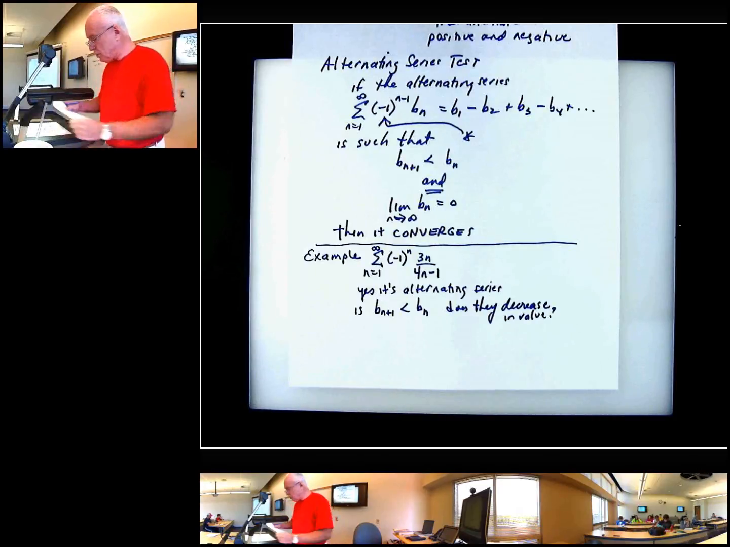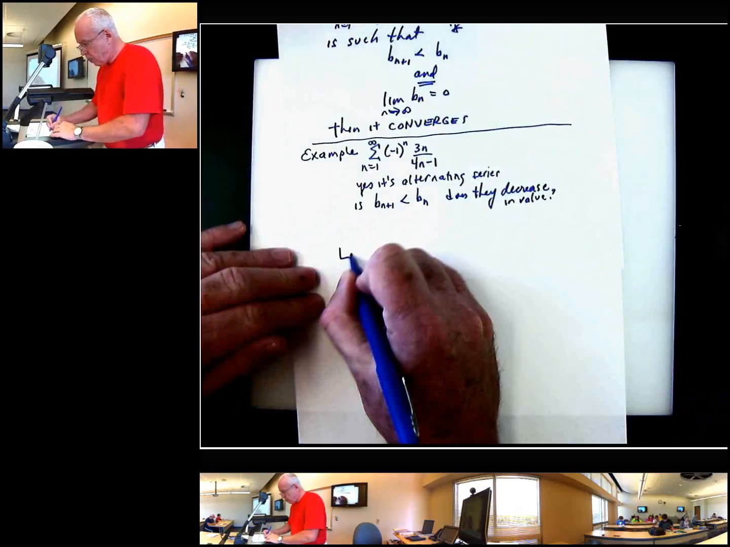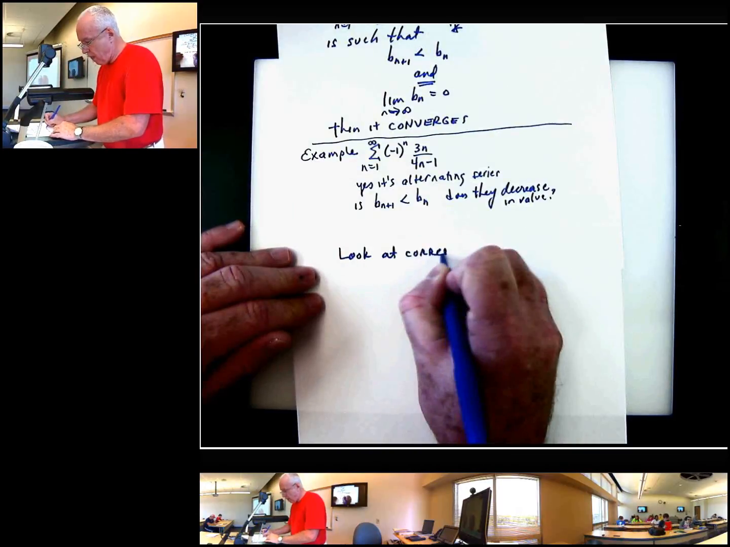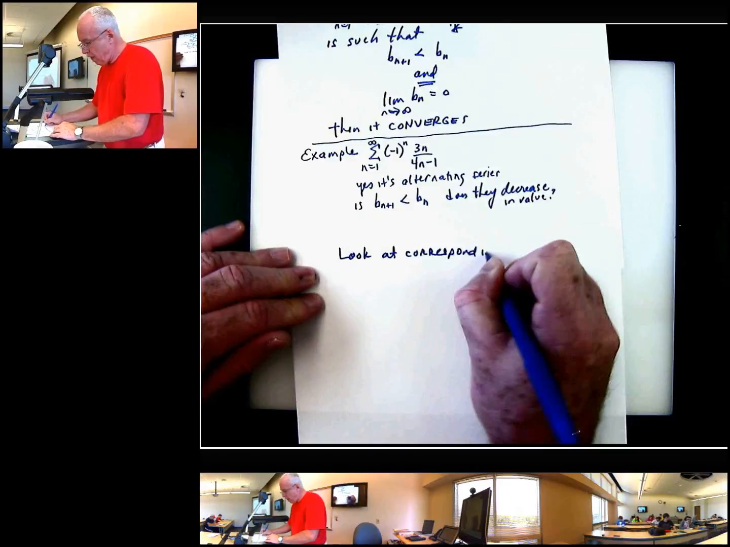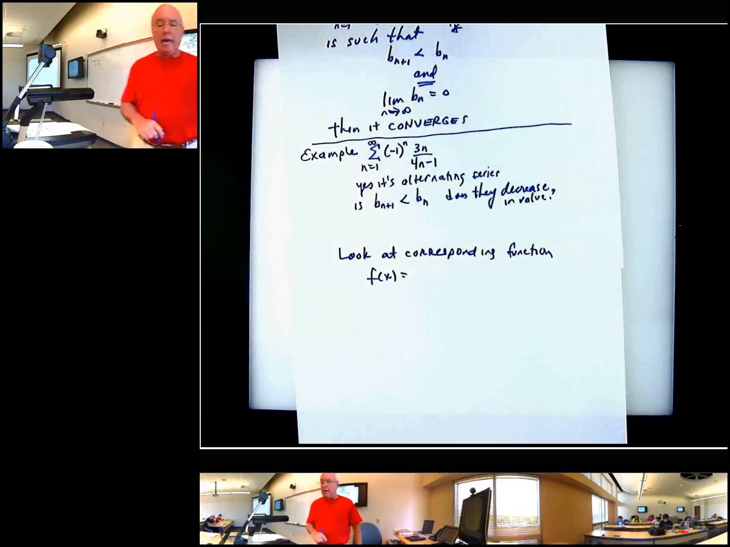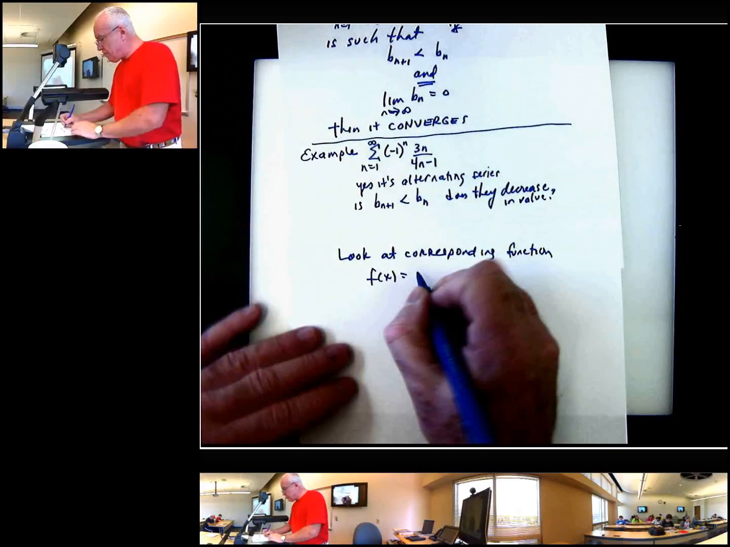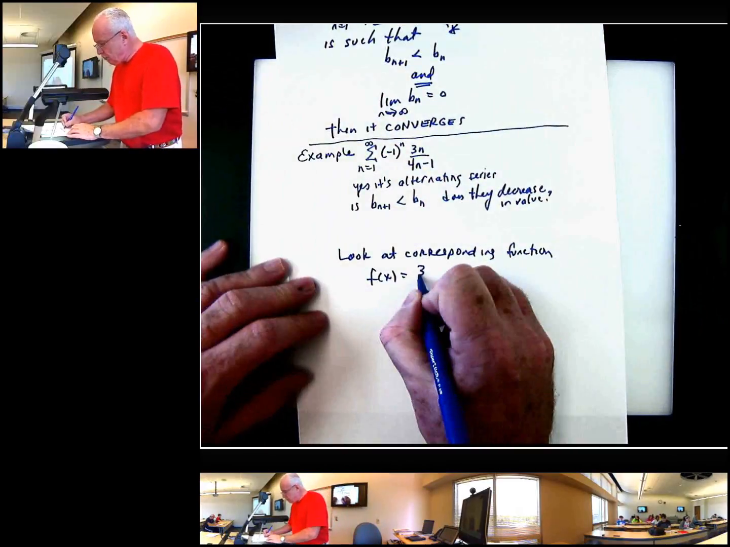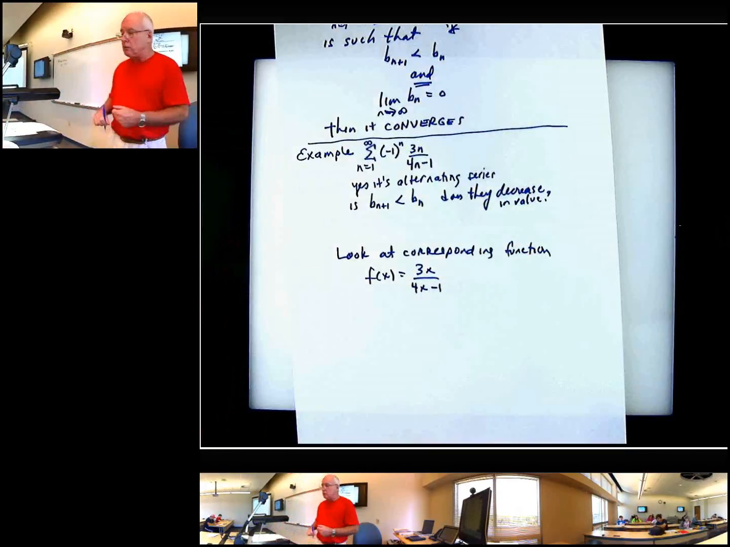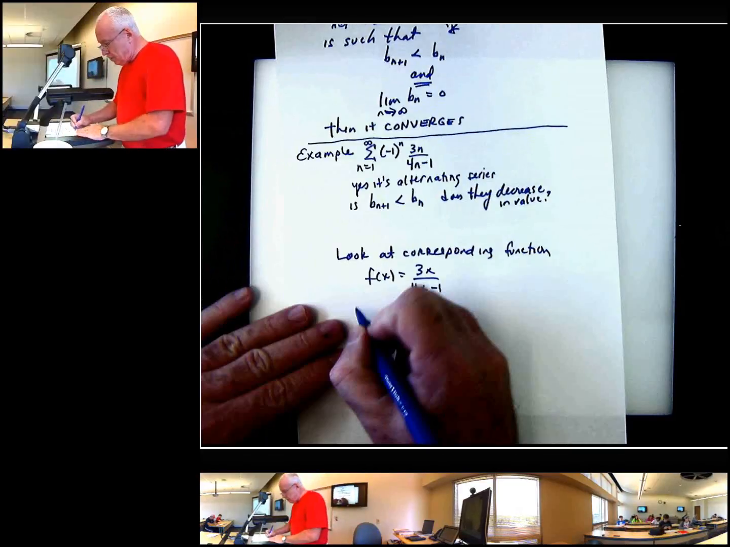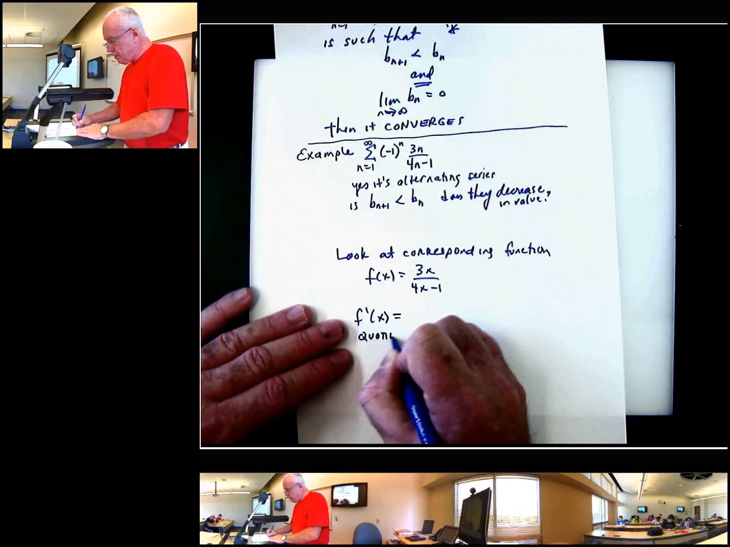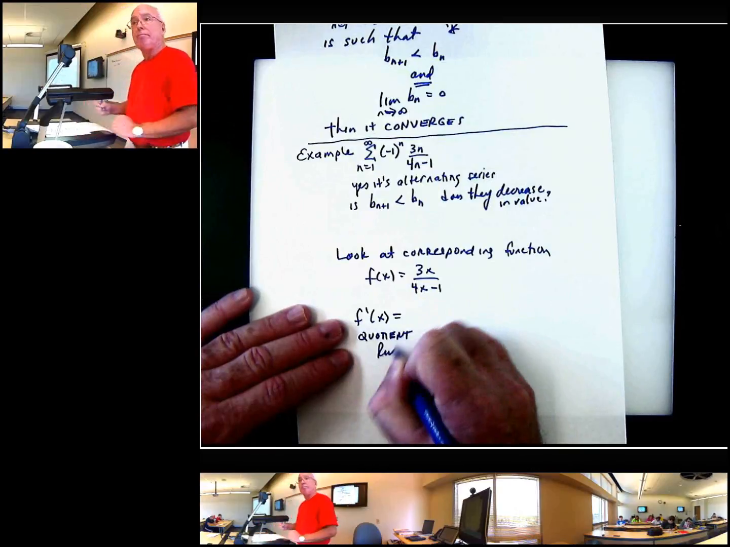So let's look at the corresponding function. That's going to be f of x equals, and then for the n, you put an x, and you don't do the minus 1 here. That's not part of it. 3x instead of 3n over 4x minus 1 instead of 4n minus 1. Now we want to obtain its derivative, which means that we're going to need to use our good friend, the quotient rule, to do that.